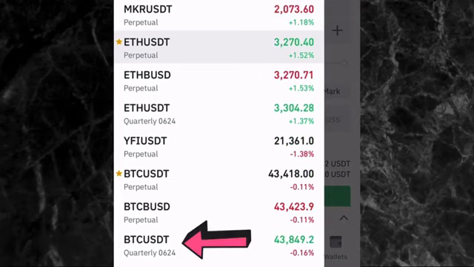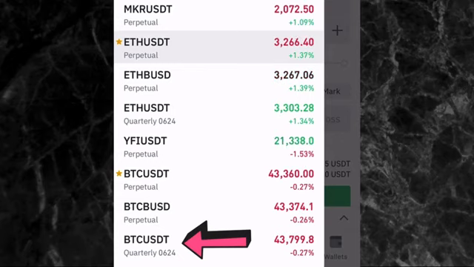For the one that is having quarterly 0624, it means that it has an expiry date, and the expiry date is the number you are seeing. So 06 is the month, so 06 is June, and the 24 is the date. So it means that this asset is going to expire on the 24th of June of this year. So that means that if I take this trade right now and then I don't close the trade or I don't get liquidated, this trade is going to close on the 24th of June.